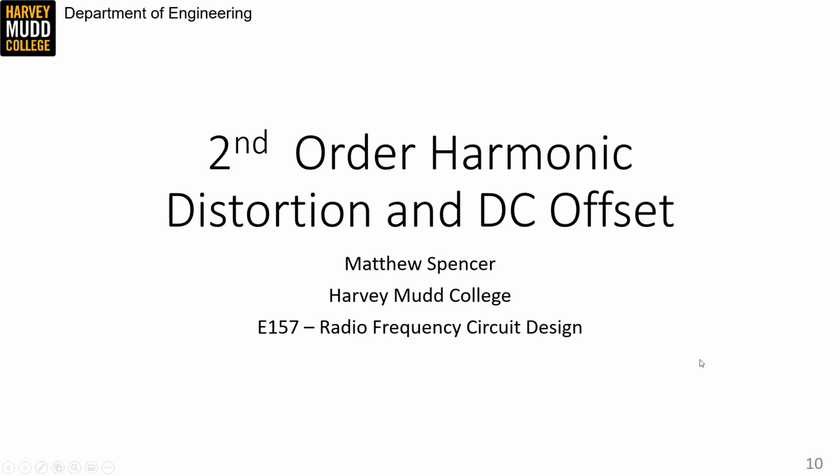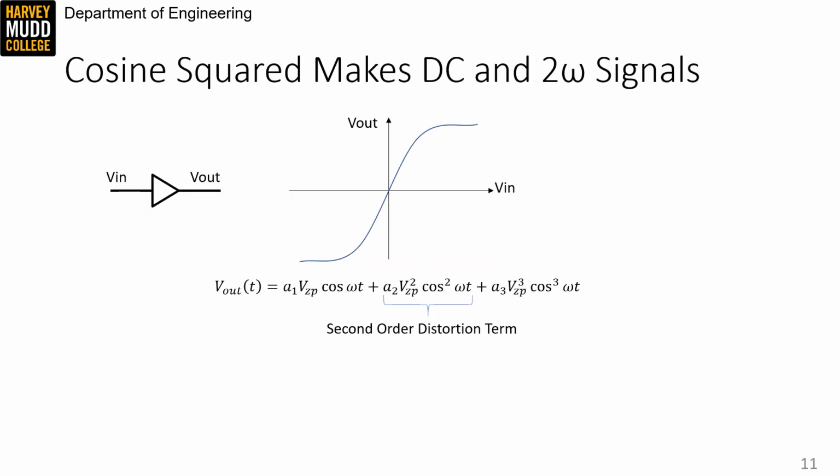In this video, we're going to start examining the output of a nonlinear amplifier driven by a cosine a little bit more closely. We're going to do that by applying some trigonometry to the squared term in the amplifier's behavior, which is referred to as the second-order distortion term.